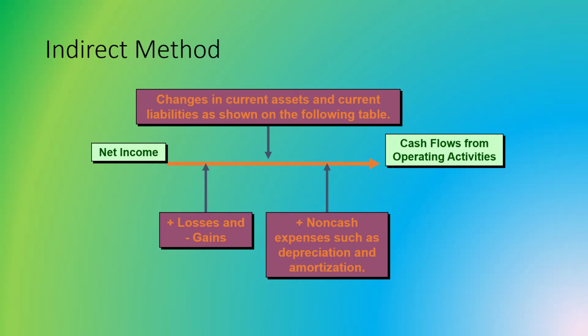As far as current liabilities are concerned, if there is an increase in current liabilities, we add it to the net income. Why? Because an increase in current liabilities means the company has deferred the payment and conserved its cash. So this is added to net income because it represents cash that has not been paid out. And if there is a decrease in current liabilities, we will subtract it from the net income, because this means that the company has settled its obligation by using cash. So this should be subtracted from the net income.